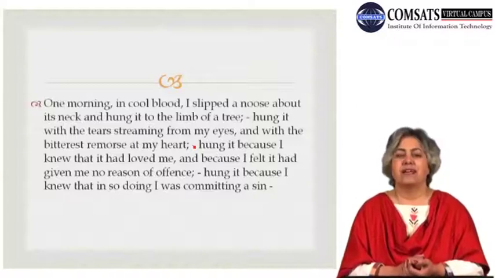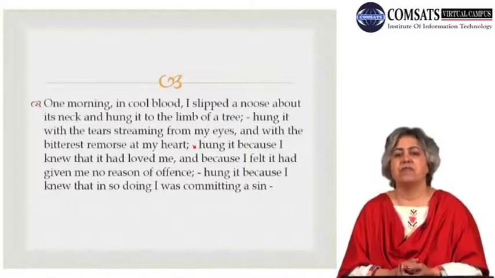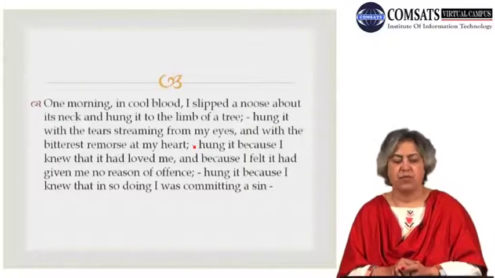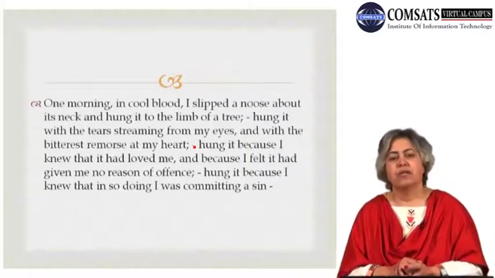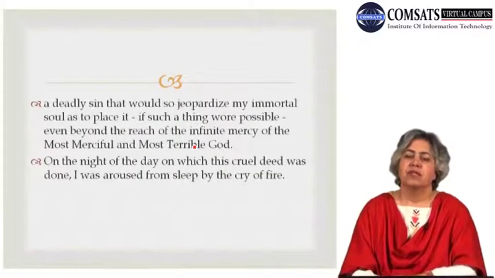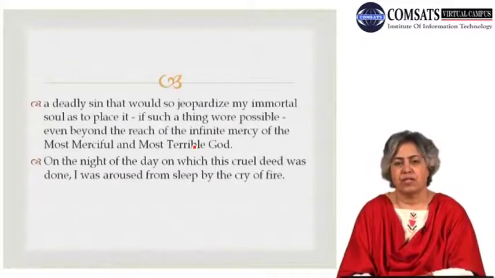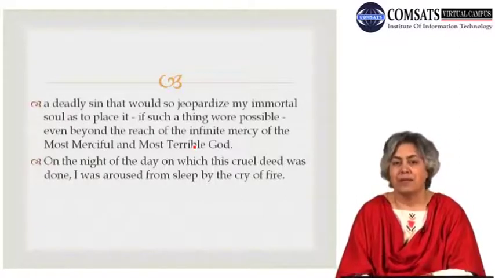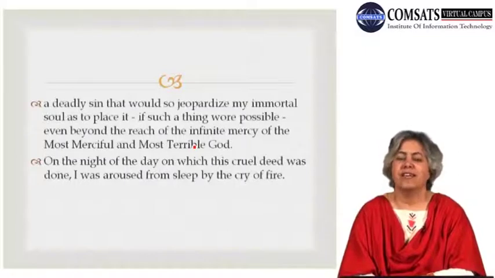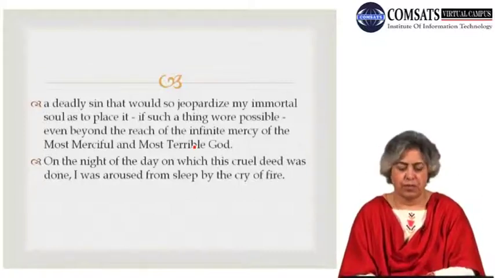"He slipped a noose about its neck and hung it to the limb of a tree. Hung it with the tears streaming from my eyes and with the bitterest remorse at my heart. Hung it because I knew that it had loved me, and because I felt it had given me no reason of offense. Hung it because I knew that in so doing I was committing a sin." So he slips a noose about the neck of the cat and he hangs it from the tree. And all the while he's weeping because he knows he's doing wrong. He knows that the cat had not done any harm, and yet he does it because he thinks he must do it.